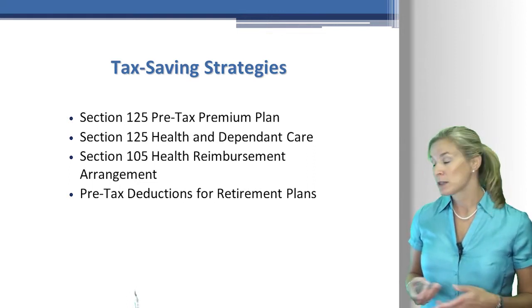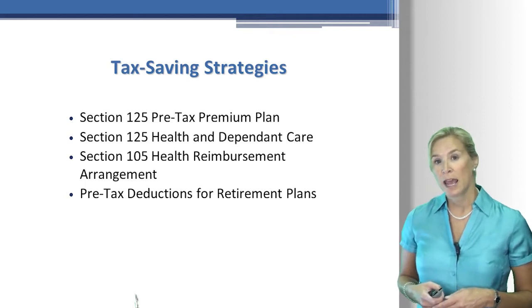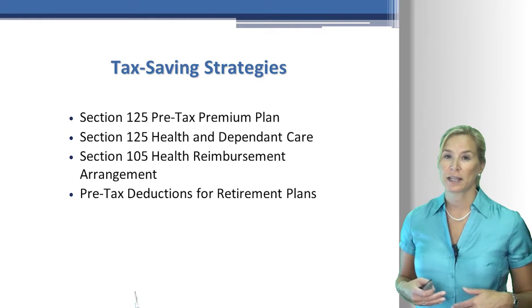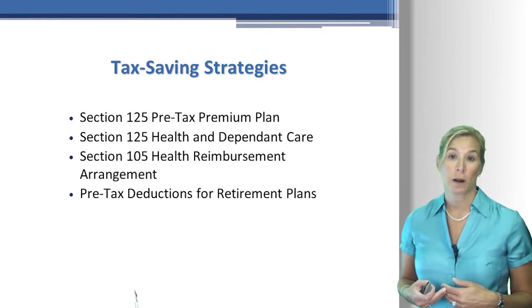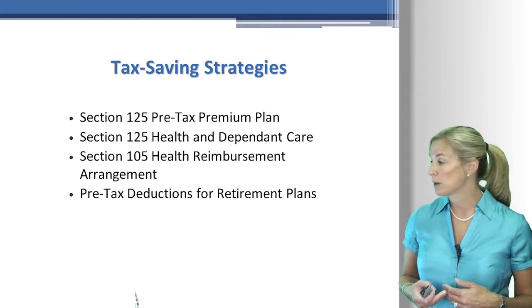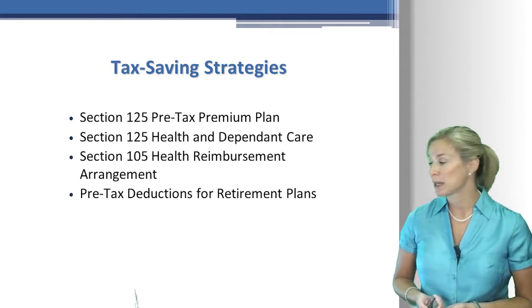There's also the possibility of Section 105 health reimbursement arrangements. And these are really gaining ground in the current times to help offset some of the costs. An employer may set up an HRA to help pay for some of the benefit costs for employees. There's also pre-tax deductions for retirement plans.